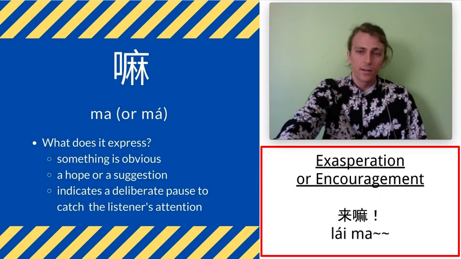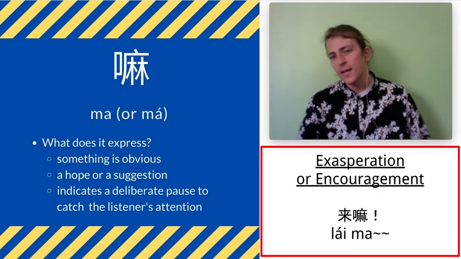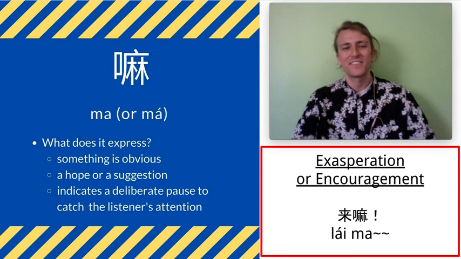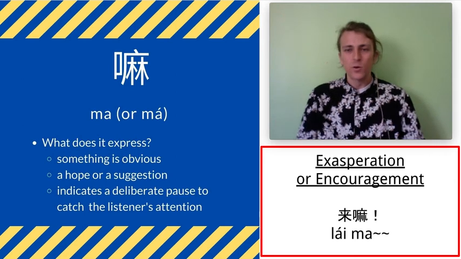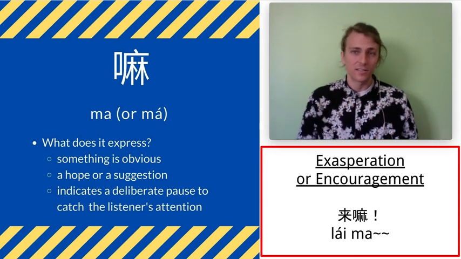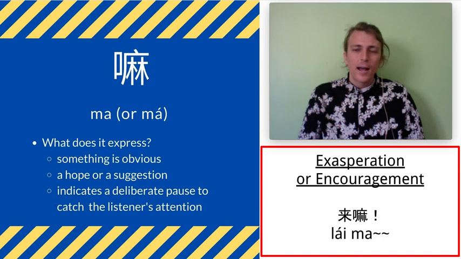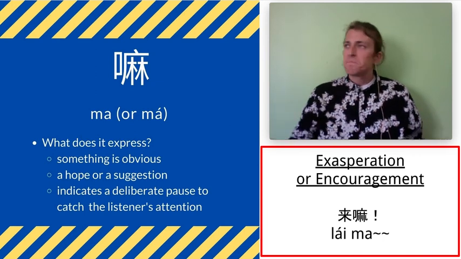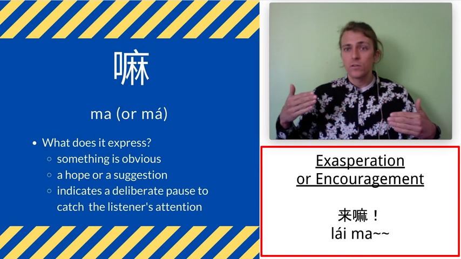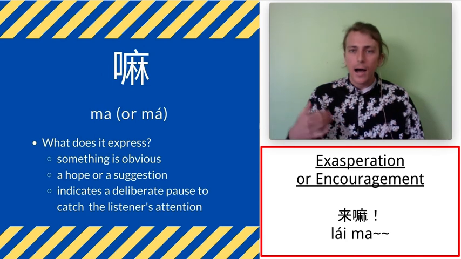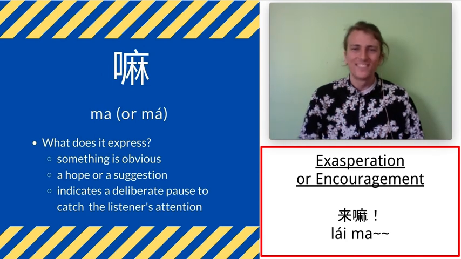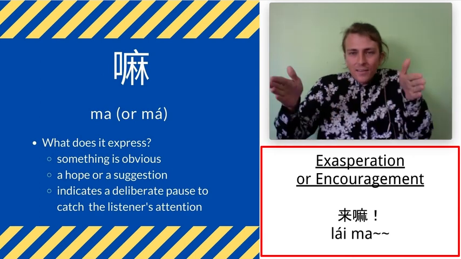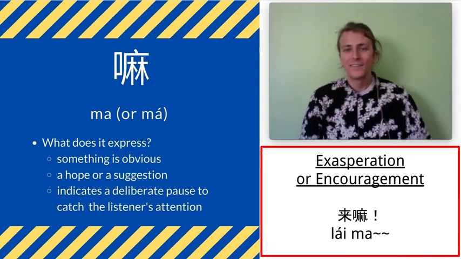Okay, we're moving right along. This is one that you won't really find in the dictionary, but I think is important. It can be used to express exasperation or encouragement. For exasperation, you have to draw out the ma a little bit. For example, if someone is coming very slowly, you'd say 来嘛,来嘛. It doesn't add a tone, but you just lengthen the ma, 来嘛.